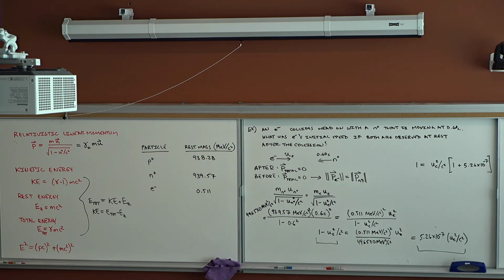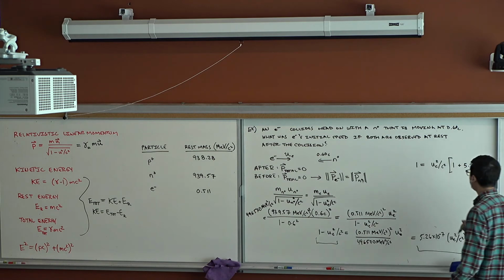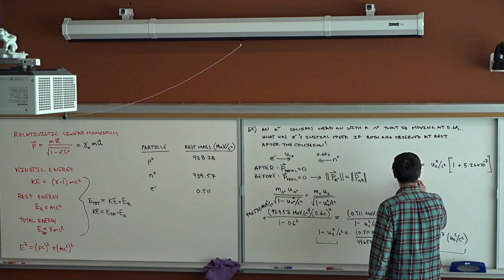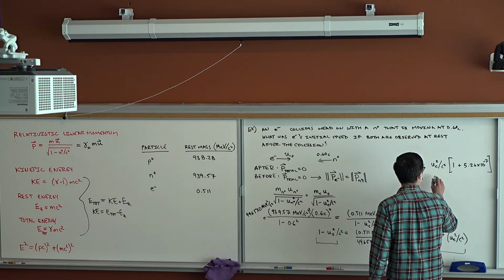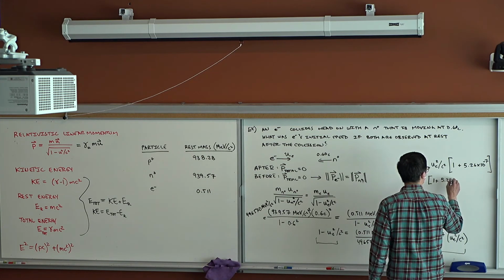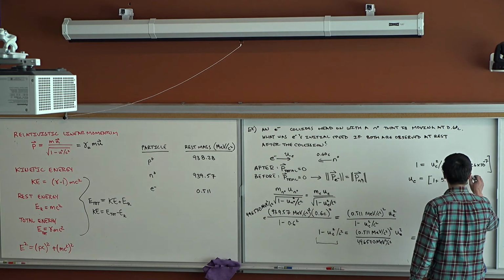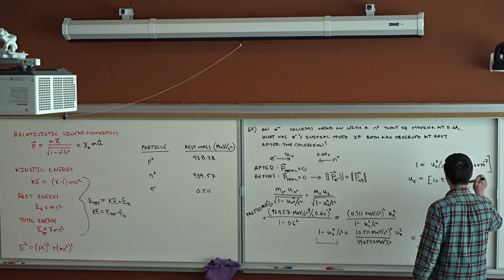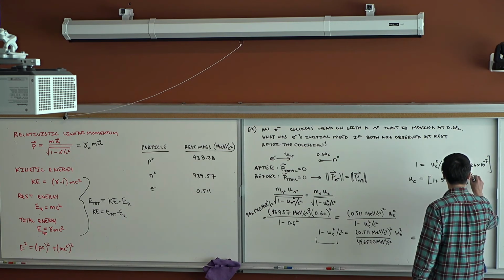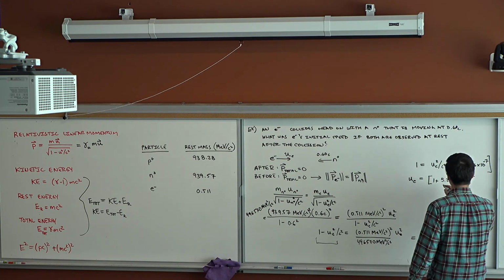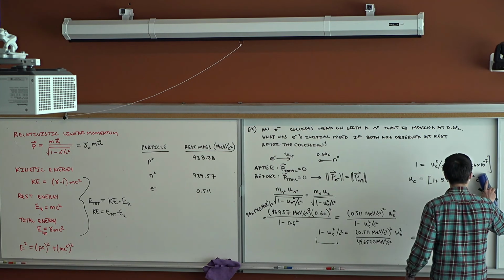So then I can move things to the other side, and I can say that uₑ is going to be 1 plus 5.26 times 10 to the minus 7 to the minus half, right, divide across, and then times c, because I'm square rooting.